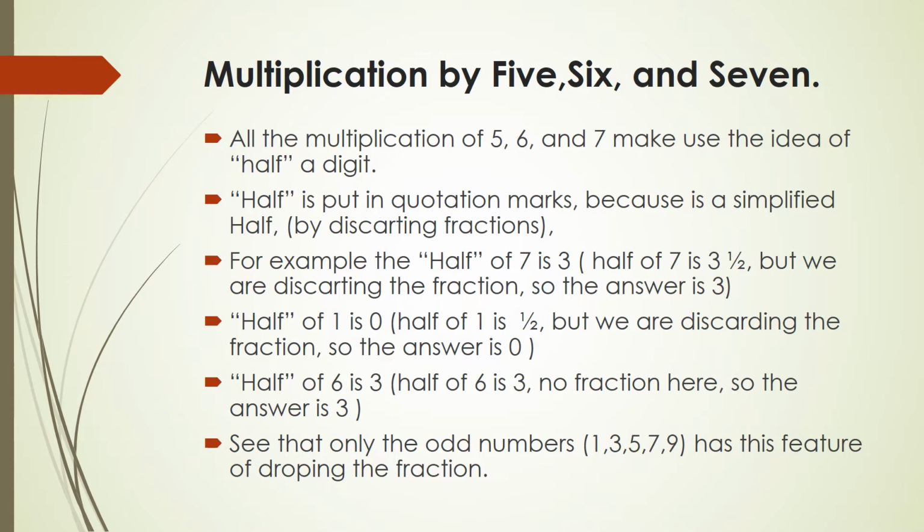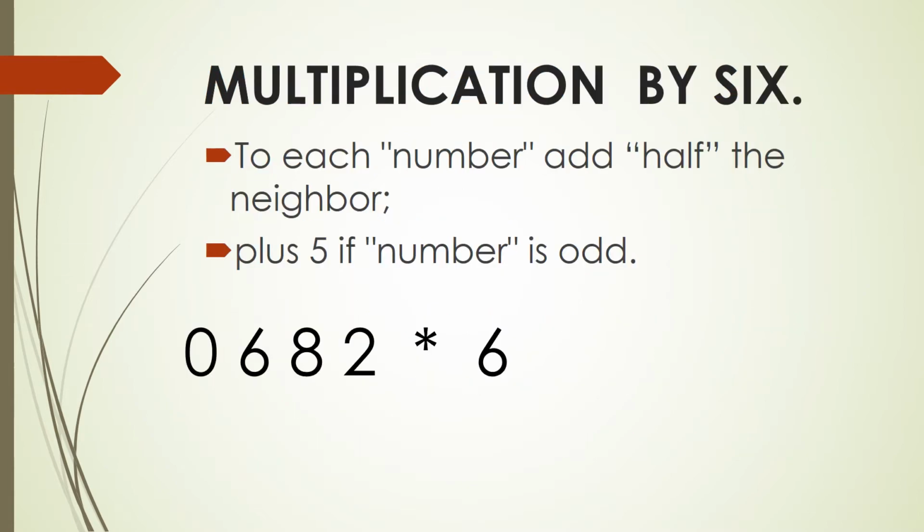So let's start. The rule for the multiplication by 6 says: to each number add half of its neighbor, plus 5 if that number is odd. So, for example, in this case we don't have any kind of neighbor, so we just need to write the number 2.